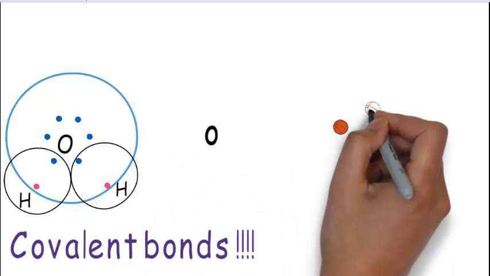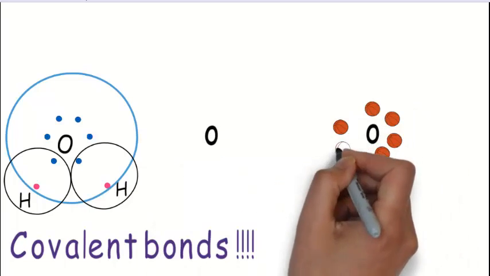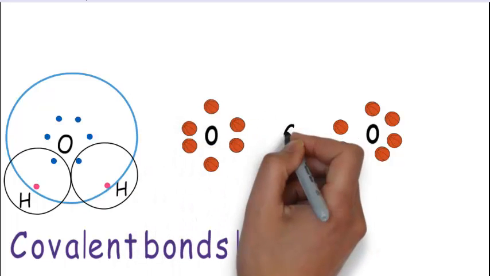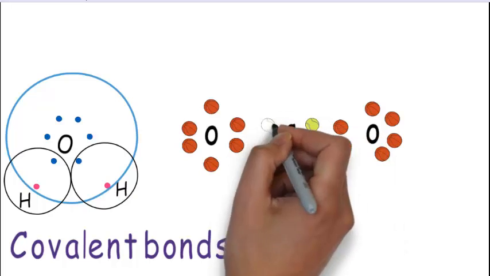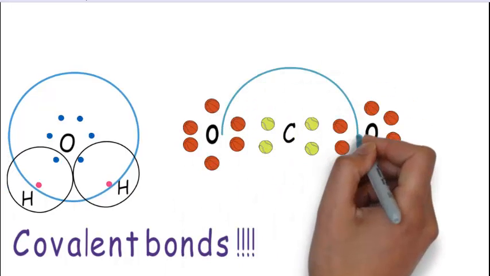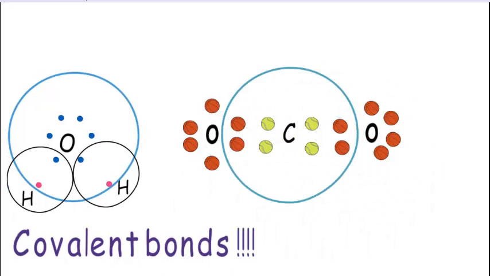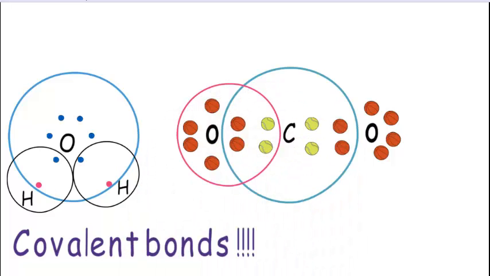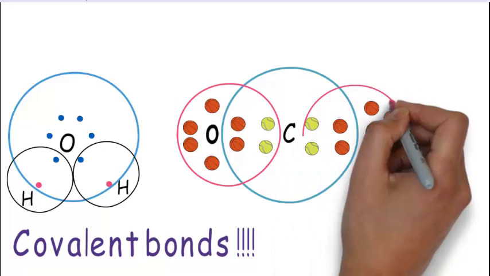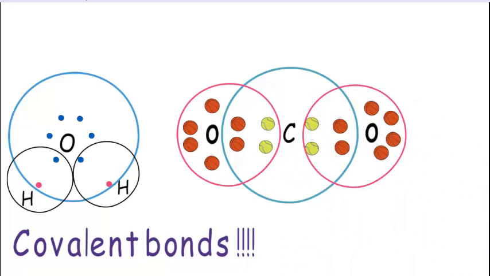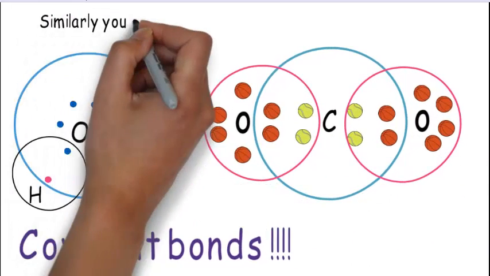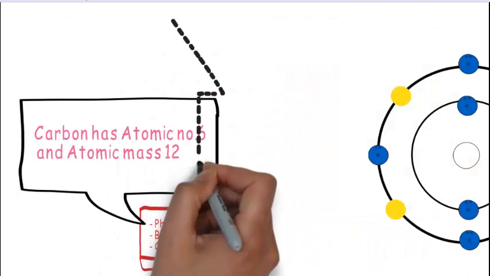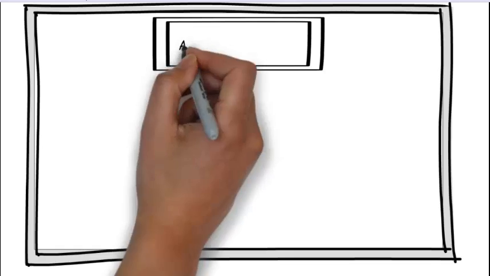Similarly, carbon has 4 electrons in the outermost shell and oxygen has 6. Carbon requires 4 more electrons, so it shares 2 each with the 2 oxygens. And oxygen too shares 2 electrons with the carbon atom. And this time we have our CO2 molecule ready. Similarly, you guys and girls can try CH4, NH3 and C2H6.